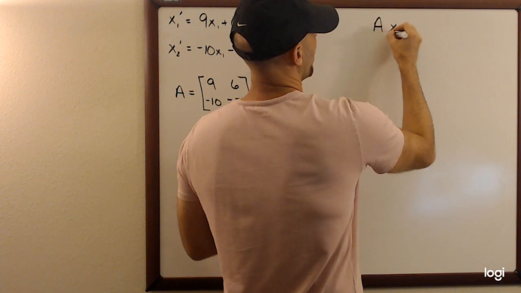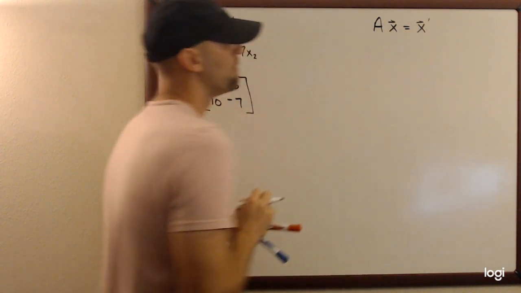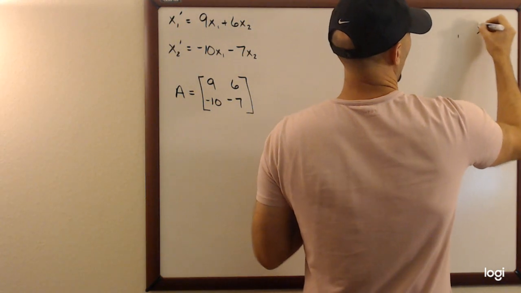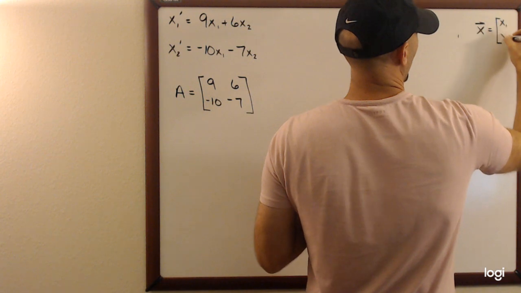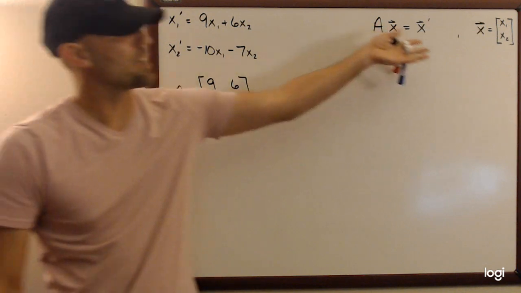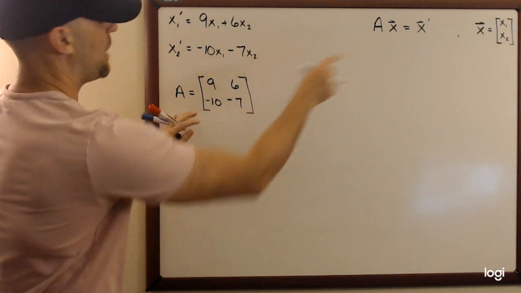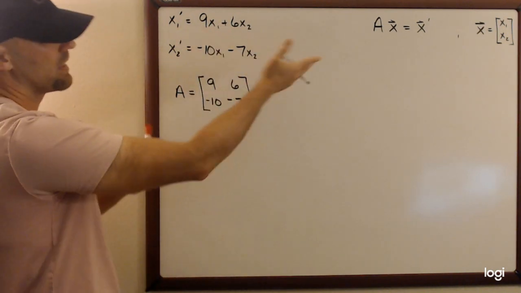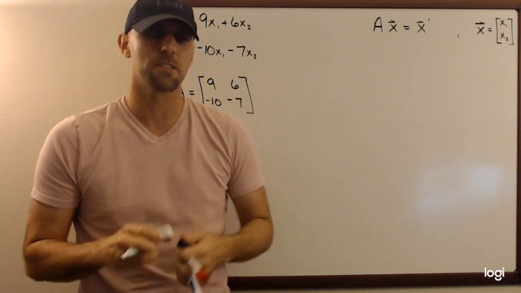This system is actually A times x is equal to x prime, okay? Where x is the variable vector x1, x2, and obviously then x prime is just the derivative of those. And you can actually work out this multiplication. It works. So I take A and multiply it times x. That's 9 times x1 plus 6 times x2. Row times column. I get the same thing that equals x1 prime. And this is fine. This is another way of representing this, yes?